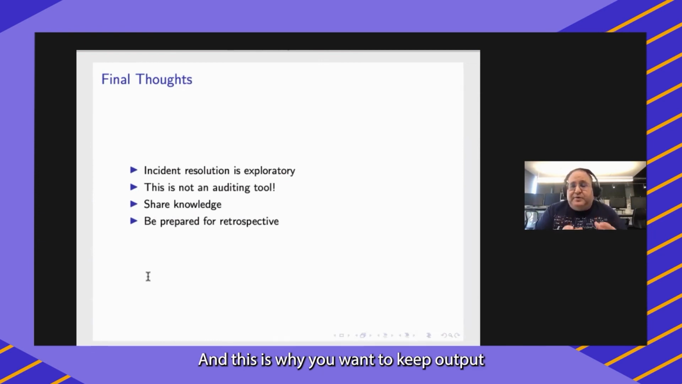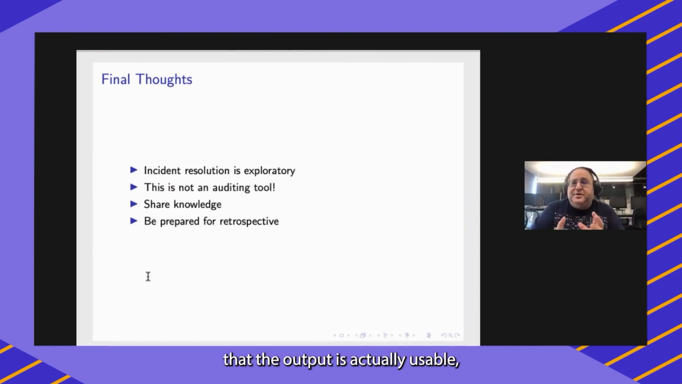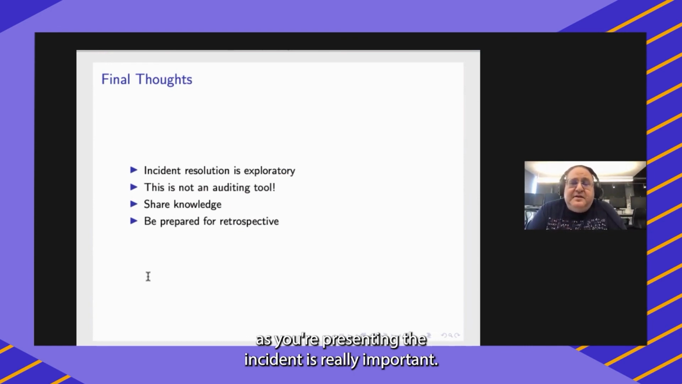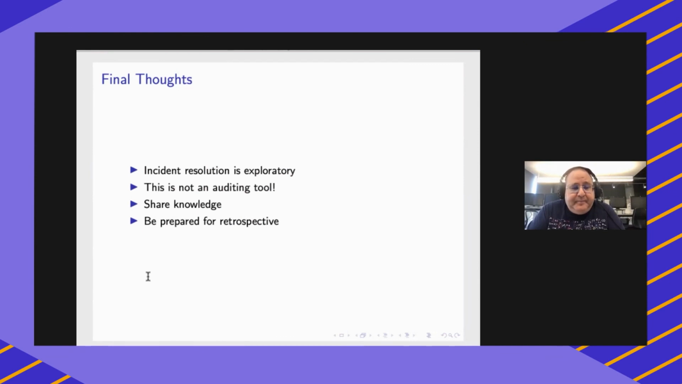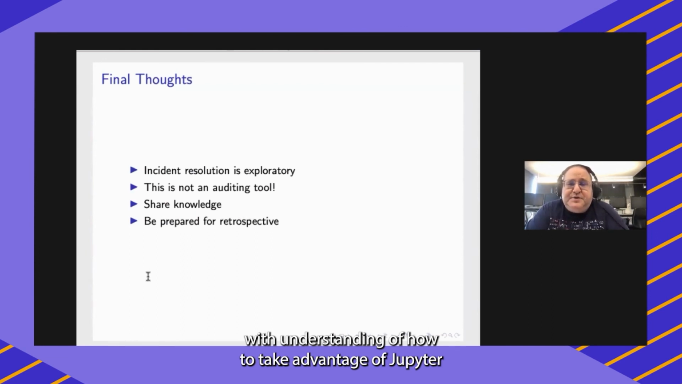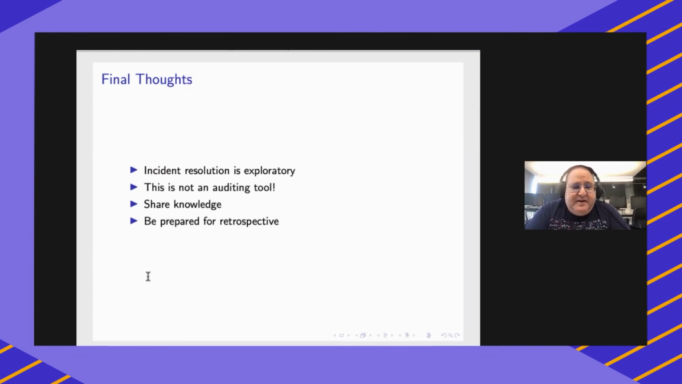And this is why you want to keep output in your Jupyter notebook as clean as possible. This is why a little bit of star printing, to make sure that the output is actually usable, not just to you in the here and now, but to future you as you're presenting the incident, is really important. So with these thoughts, I hope I left you with an understanding of how to take advantage of Jupyter and make your incident management a little bit better.